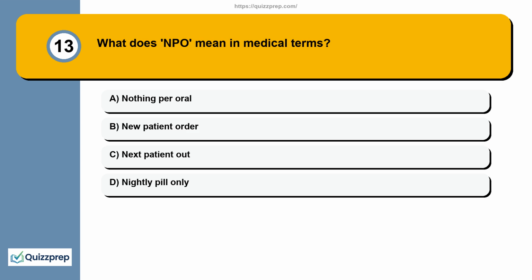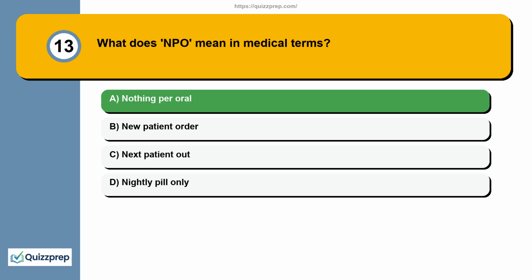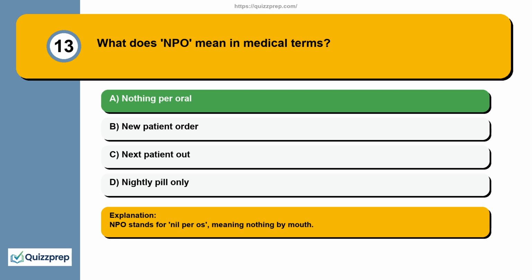Question 13. What does NPO mean in medical terms? Here are your options. Option A, nothing per oral. Option B, new patient order. Option C, next patient out. Option D, nightly pill only. The correct answer is option A, nothing per oral. Explanation: NPO stands for nil per os, meaning nothing by mouth.